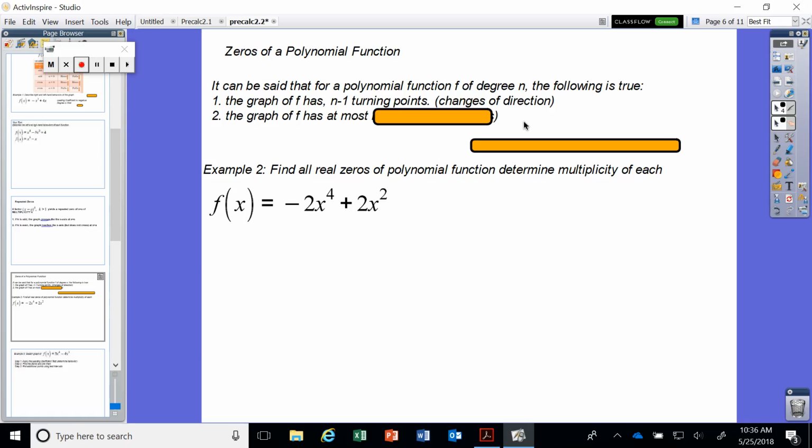Well, what else can be said about it? The graph of f, of degree n, can have at most what? Hopefully you know that the degree gives you the number of solutions it can have. So if it has degree 2, it can have at most 2 real solutions. If it has a degree of 8, it can have at most n, or 8, real solutions or zeros in this particular case.